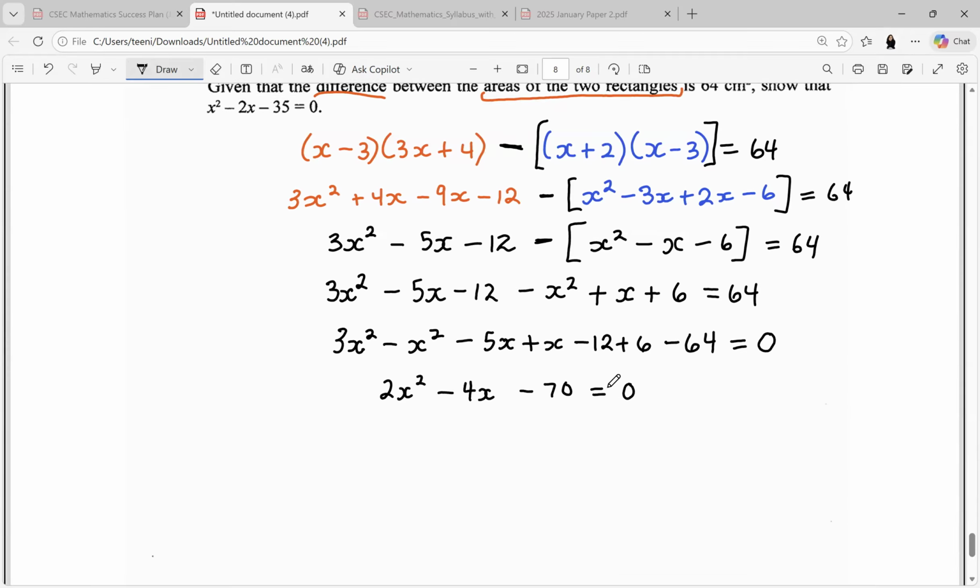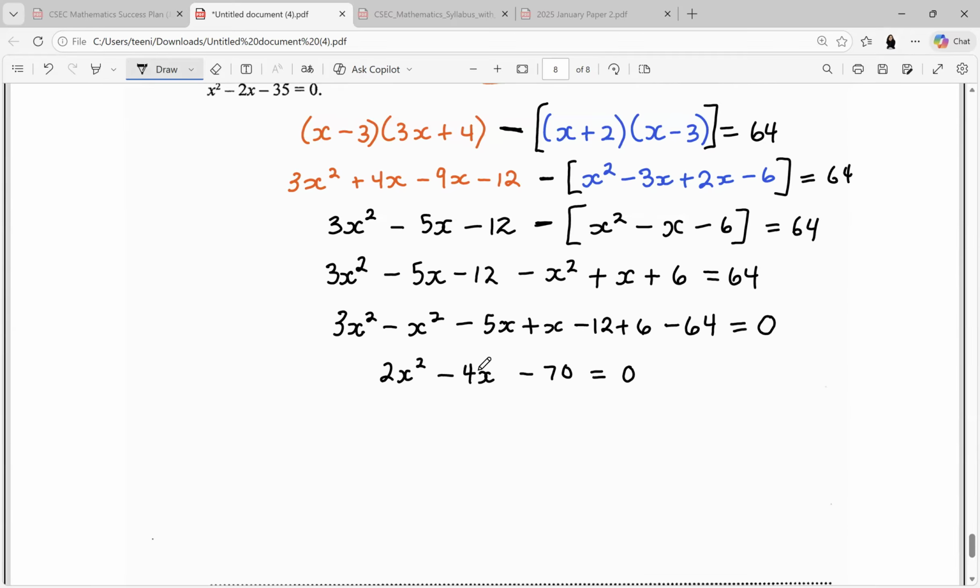And remember, like I told you before, if you have a common factor among all the terms, you can divide throughout by that common factor. The common factor between 2, 4, 70, and 0 is 2 because all of those numbers can be divided by 2. So 2x squared divided by 2 is x squared, 4x divided by 2 is 2x, and 70 divided by 2 is negative 35. And of course, 0 divided by 2 is 0.